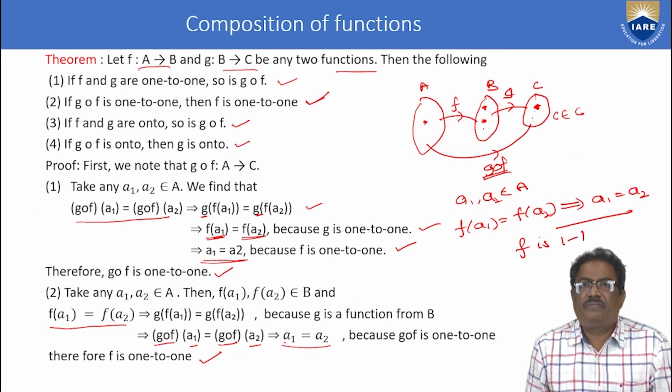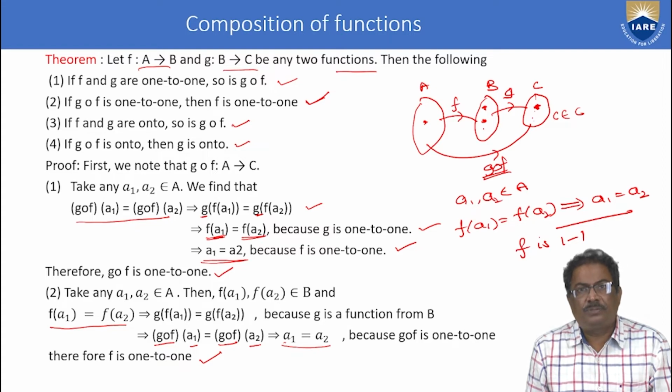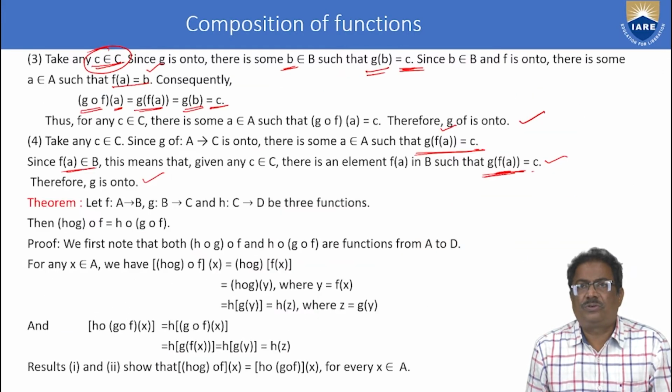So this is the way that we are going to prove the theorem. First one is, if f and g are onto, then g of f is onto. If g of f is 1-1, then f is 1-1. If f and g are onto, then g of f is also onto. If g of f is onto, then g is also onto.